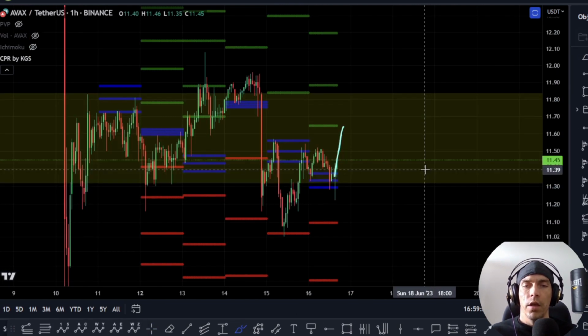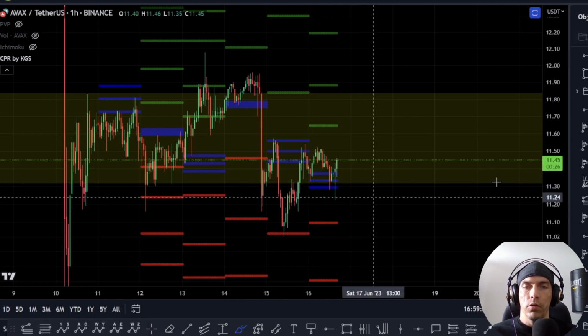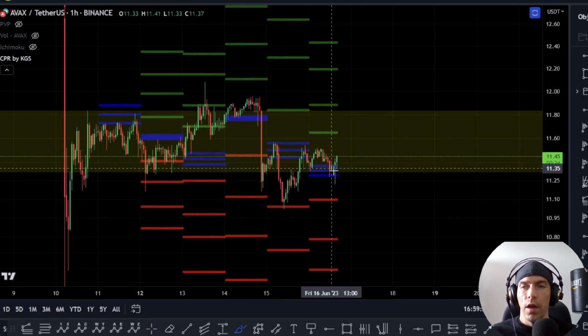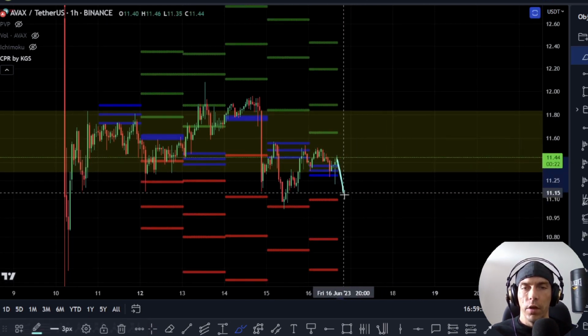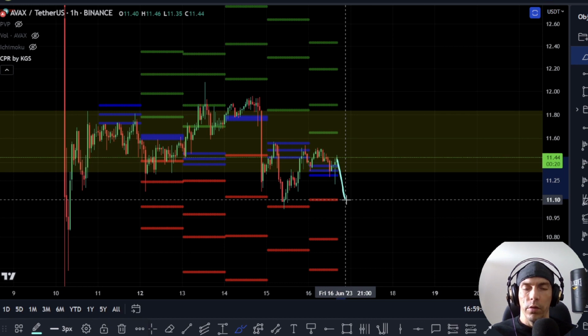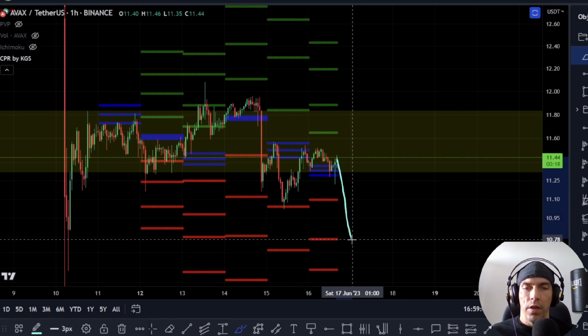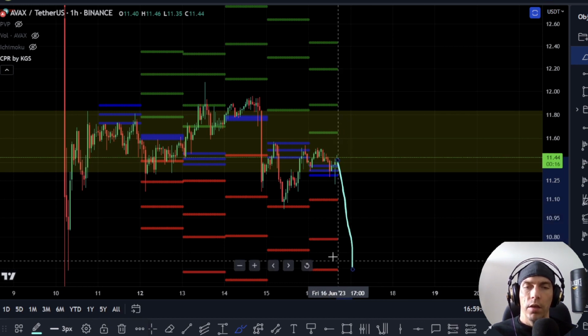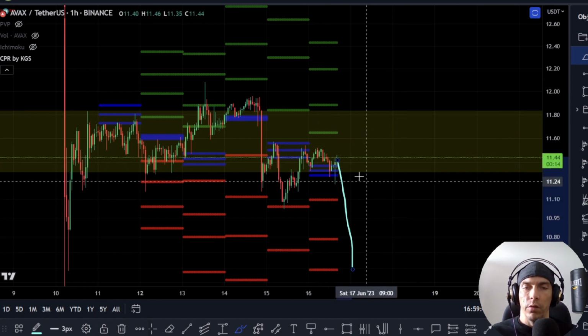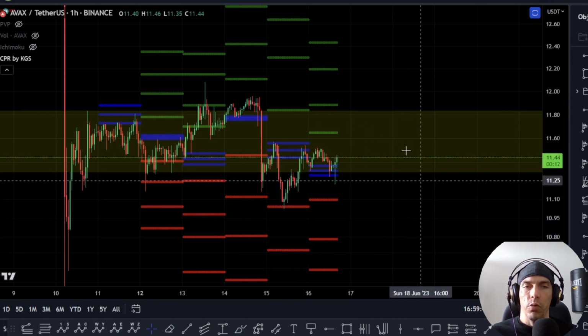So if we remain above this, what we could actually see is price start to interact with some of these higher targets. Now, if we do start to lose these central CPR lines, I'd be interested to see how price reacts to the downside here, where we could actually have this move into this 1110, we have this 1079, and we have this 1055 as possible areas of interaction if we do move to the downside.